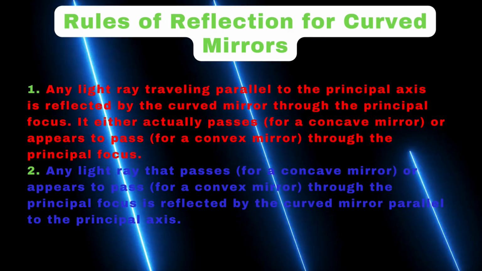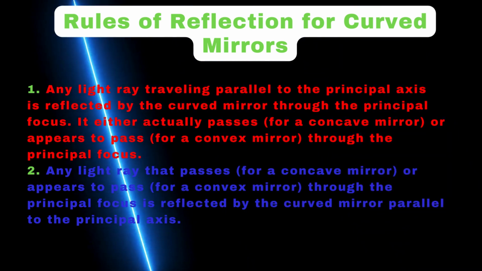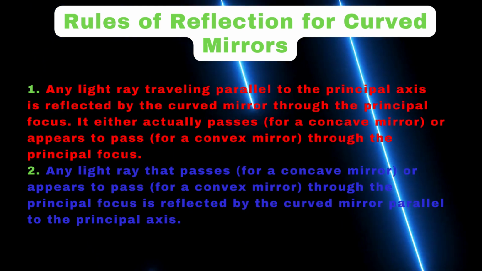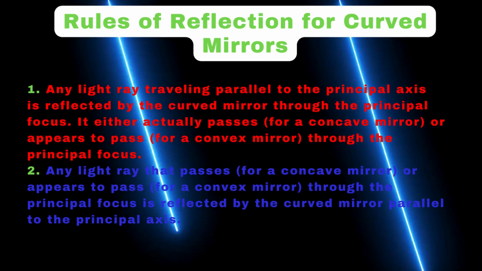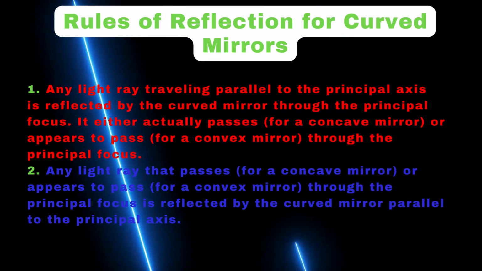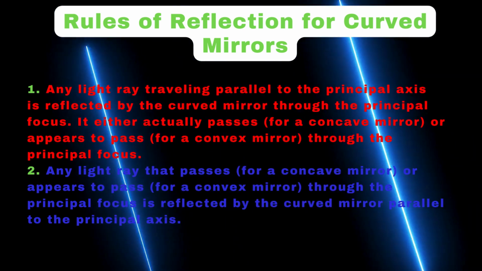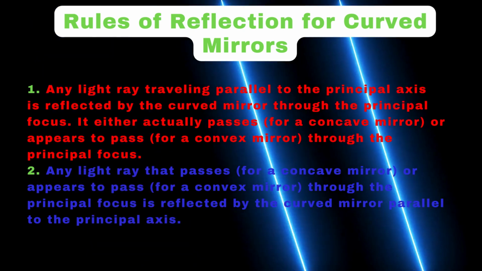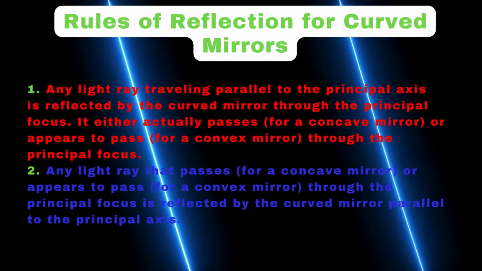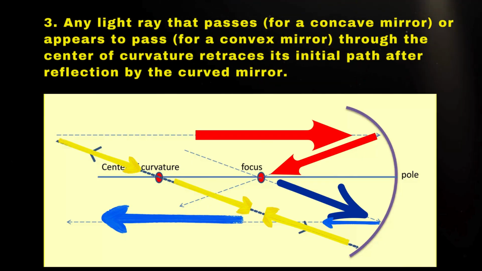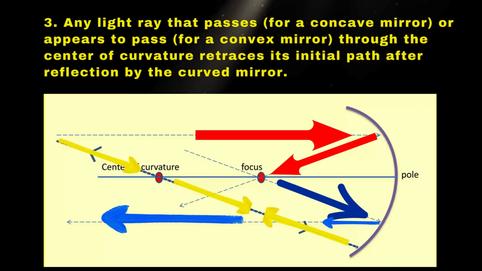Rules of reflection for curved mirrors. 1. Any light ray traveling parallel to the principal axis is reflected by the curved mirror through the principal focus. It either actually passes, for a concave mirror, or appears to pass, for a convex mirror, through the principal focus. 2. Any light ray that passes, for a concave mirror, or appears to pass, for a convex mirror, through the principal focus is reflected by the curved mirror parallel to the principal axis.